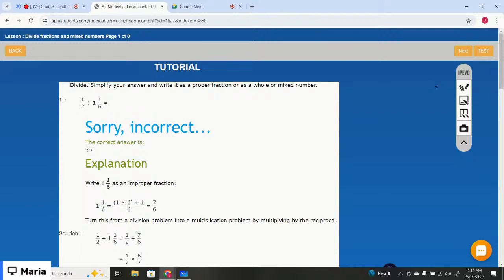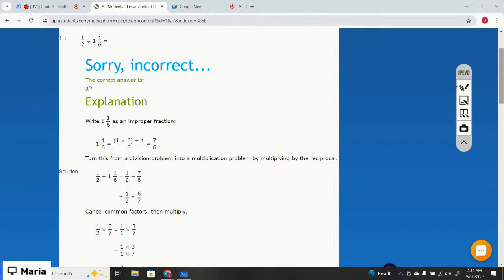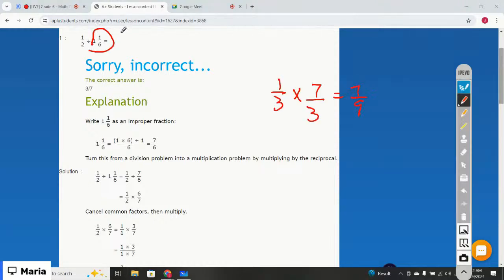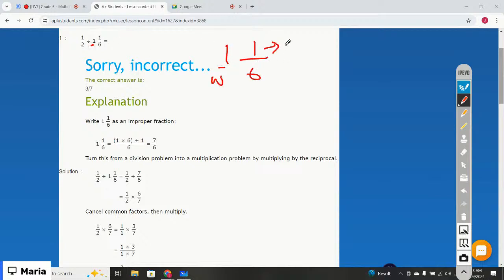Divide 1 by 6 divided by 1 whole 1 over 6. So let's just learn how we divide fractions and mixed numbers. You have to convert the mixed fraction to an improper fraction, right? 1 whole 1 by 6, how do we convert? This is the whole number, this is the numerator, and this is the denominator. We have to do whole number times denominator plus the numerator, divided by denominator. So that is 6 times 1 is 6 and plus 1, 7 over 6, right?